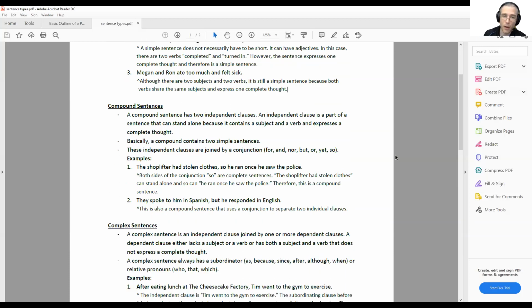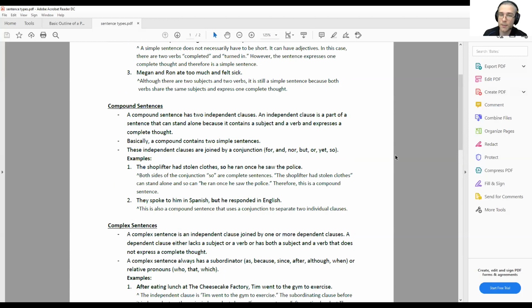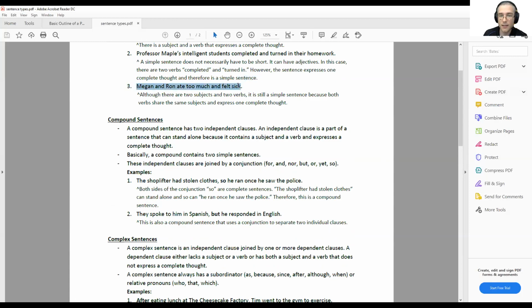That is to be distinguished from the compound sentence. A compound sentence has two independent clauses. You'll notice here, this sentence, or, well, the clause that is also a sentence, is also an independent clause, right? It is one complete thought. A compound sentence is the fusion of two or more independent clauses.